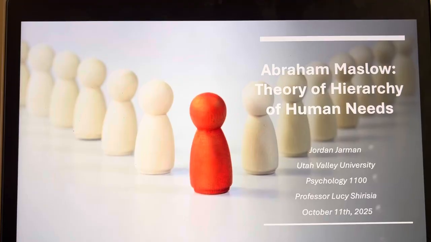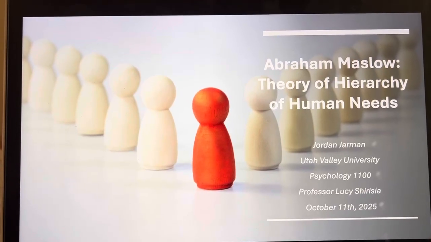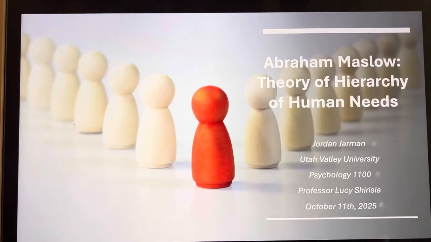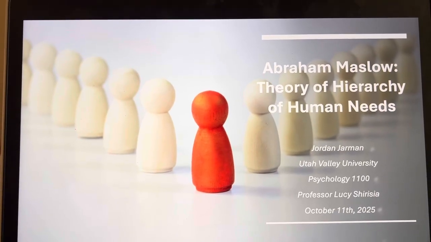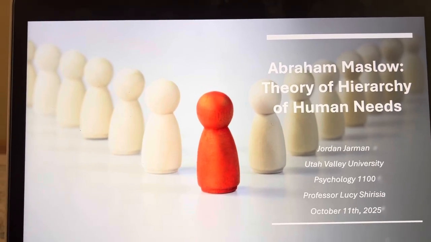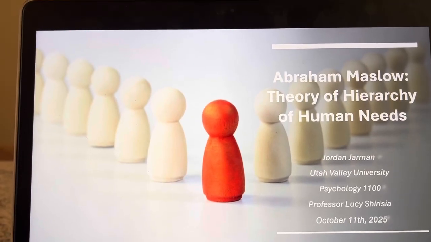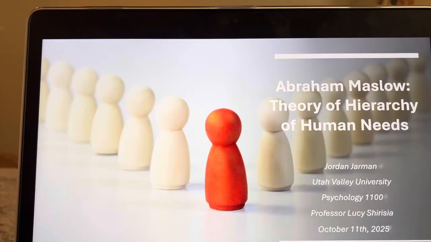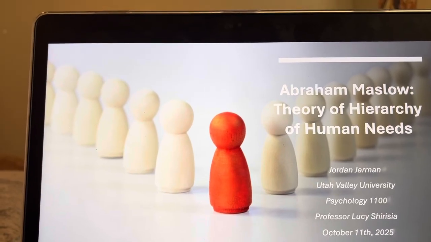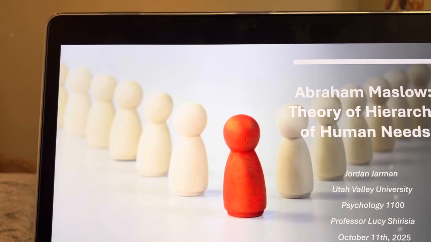I'm at Utah Valley University. I'm in the Psychology 1100 class with the amazing Professor Lucy Charicia, and today is October 11th of 2025. The theory that I have chosen to do more research on and do this presentation on is Abraham Maslow, who created the theory of the hierarchy of human needs.